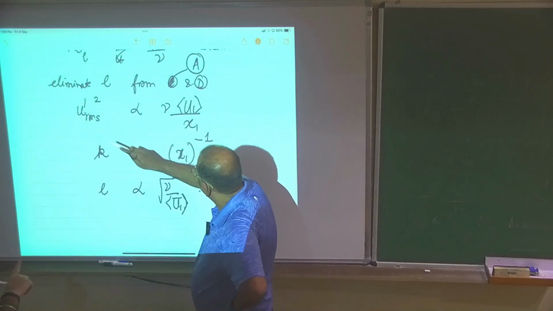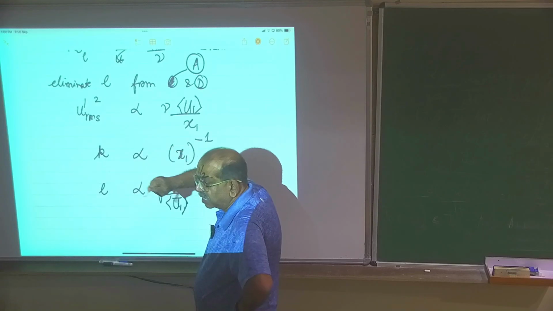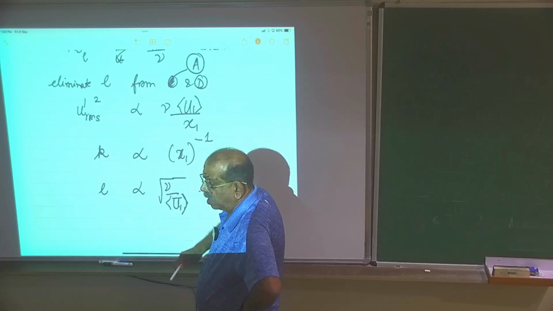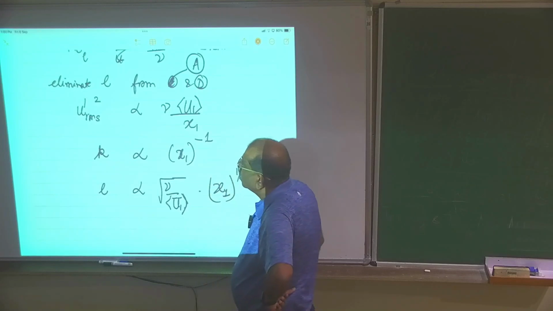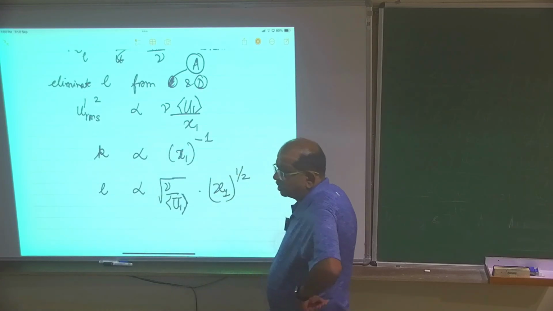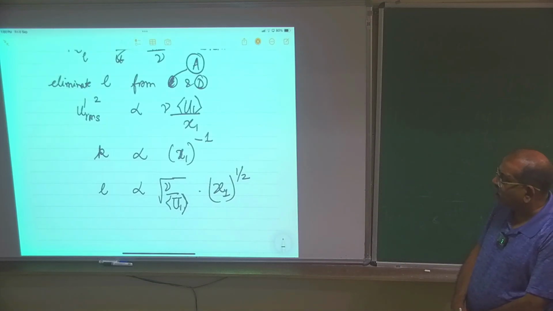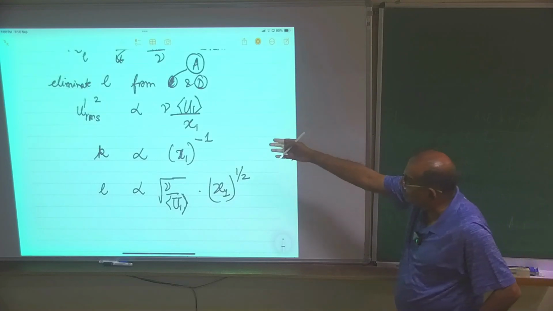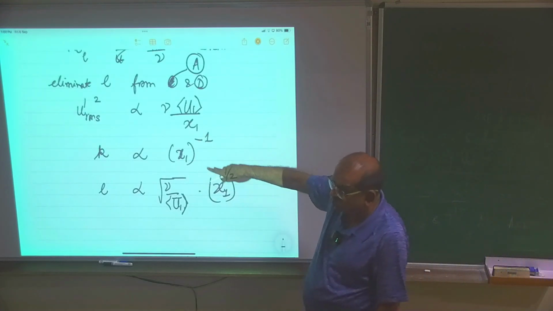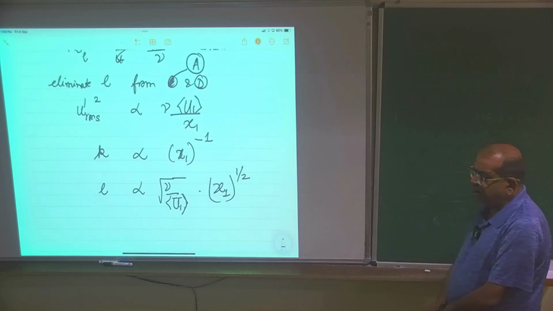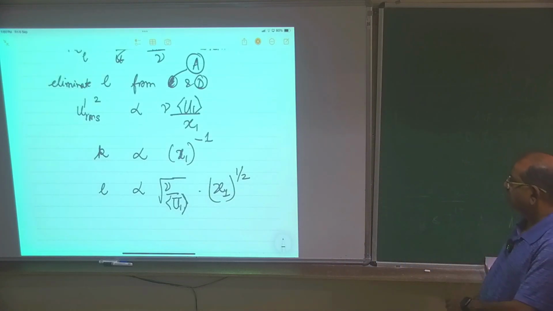U RMS square. No, K is kinetic energy, so it's Q square. U prime RMS square, K is not. So therefore, if U prime RMS square goes like 1 over x, K will also go like 1 over x. Constant here.